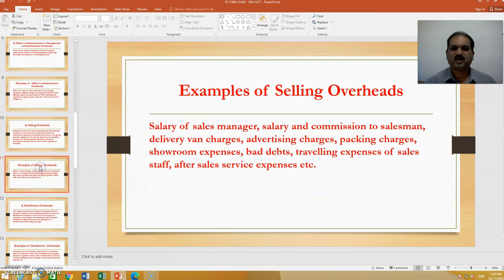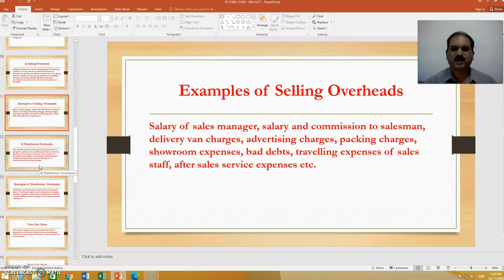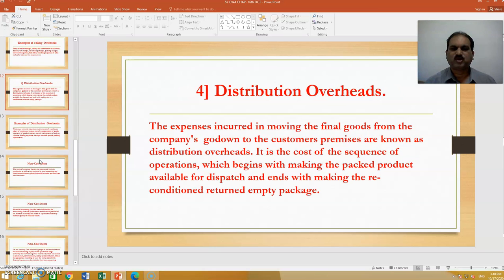The examples of selling overheads are salary of sales manager, salary and commission to salesman, delivery van charges, advertising charges, packing charges, showroom expenses, bad debts, traveling expenses of sales staff, after sales service expenses, etc. It means all expenses related with the selling activity. Now let's see the distribution overheads.